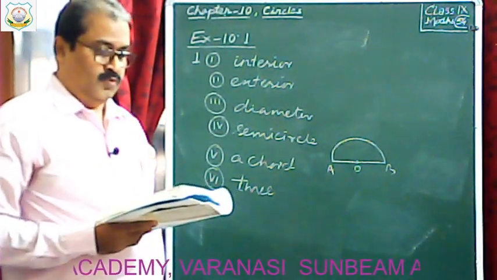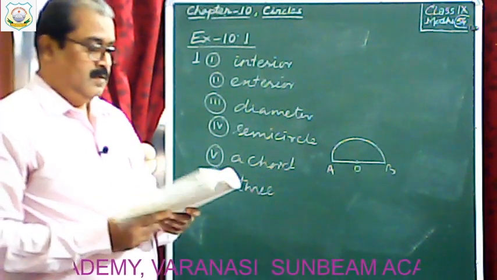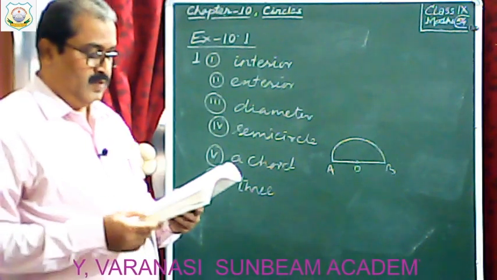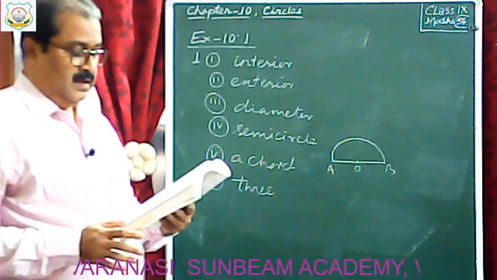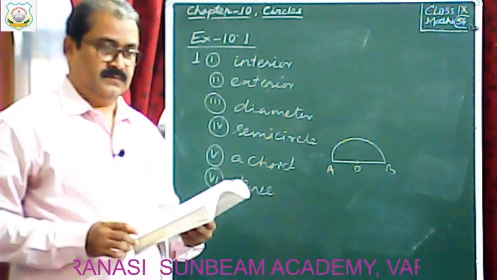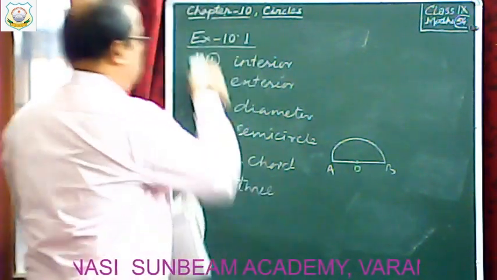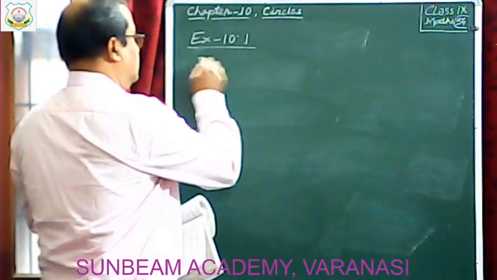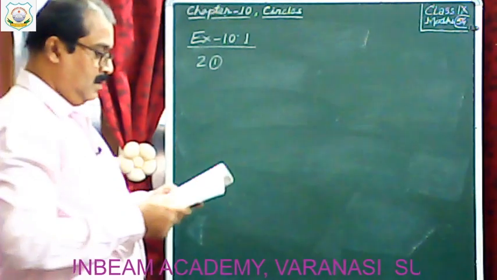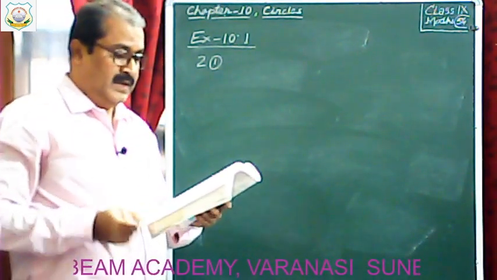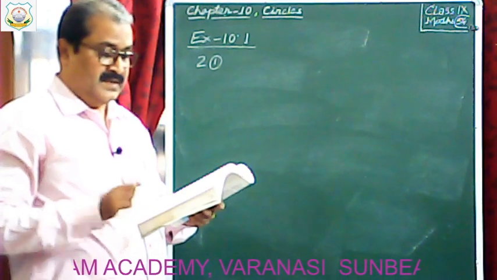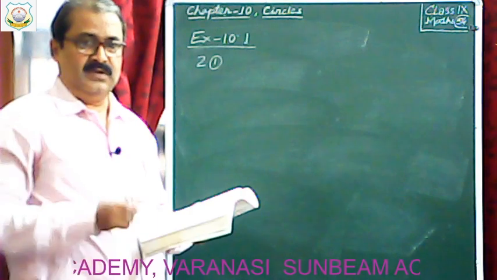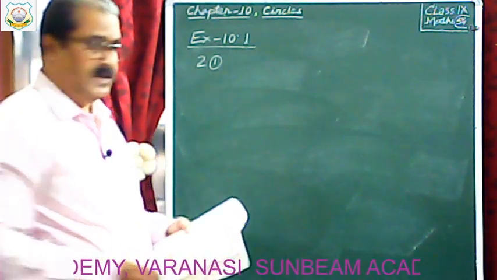Let's see question number 2. Write true or false. A line segment joining the center to any point on the circle is the radius of the circle. The definition of the radius: the line joining the center to any point on the circle is known as radius. So true.